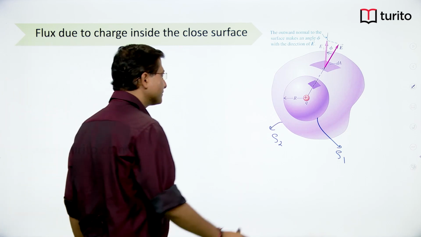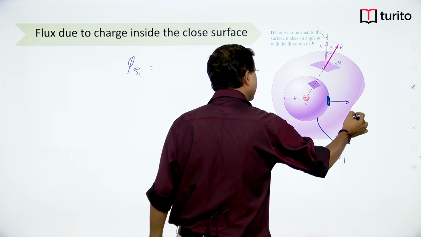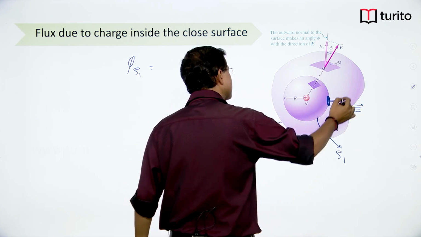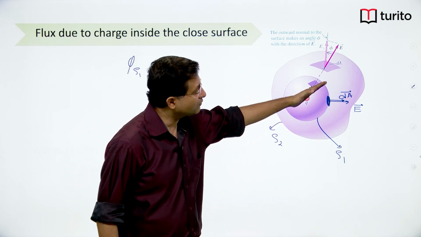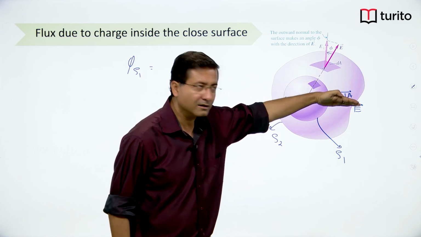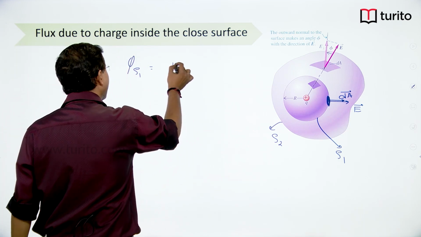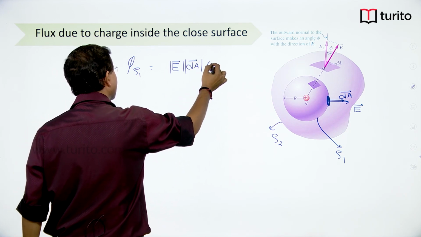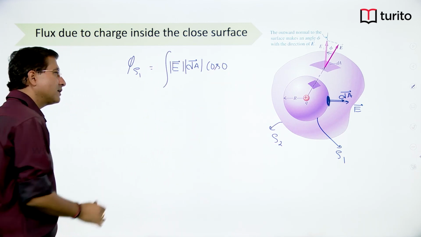The procedure is, I will take a patch over here and the electric field because of the charge will be like this, and the area vector will be this way, d area vector. At every point on the sphere, if the charge is kept at the center, the area vector will be radially outward and the field is also radially outward. So the angle between these two will be 0, right. So I can write mod E mod dA cos 0, right. If I integrate this, I will get the total flux associated with S1.